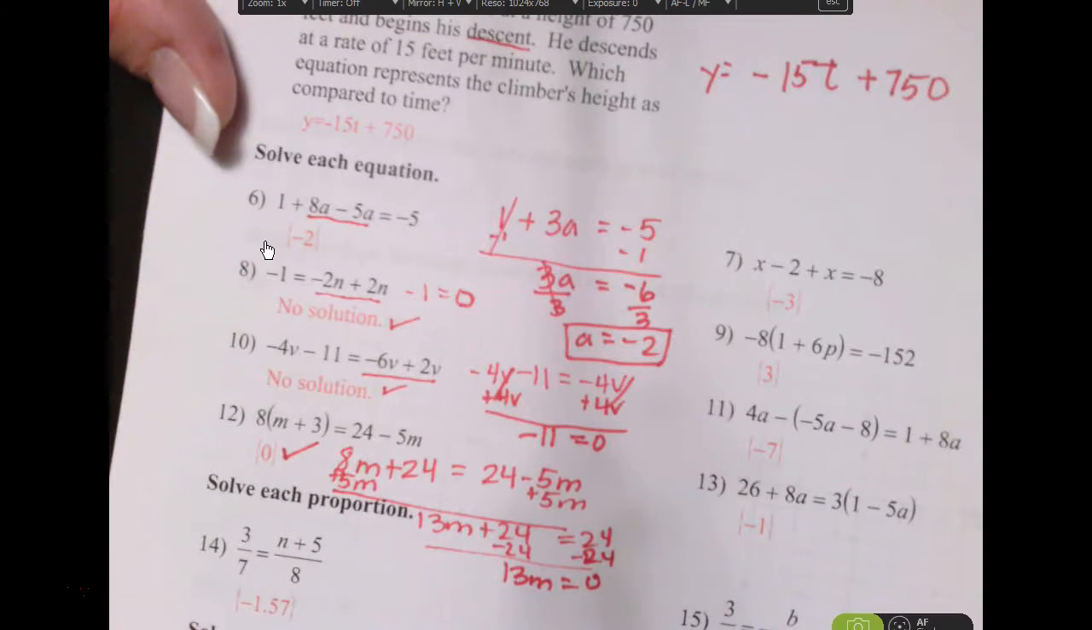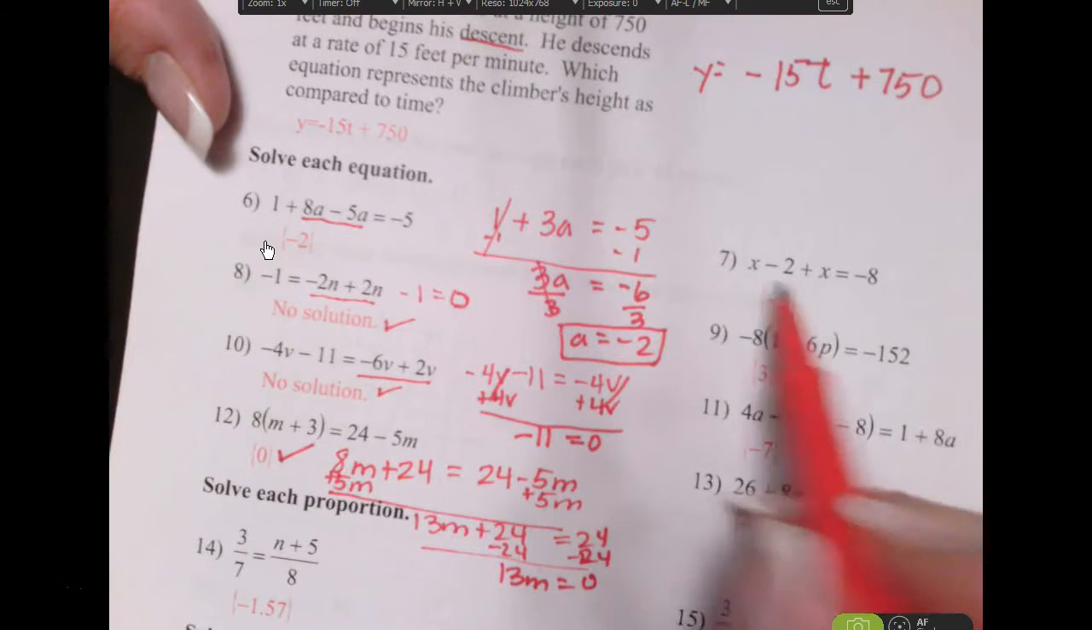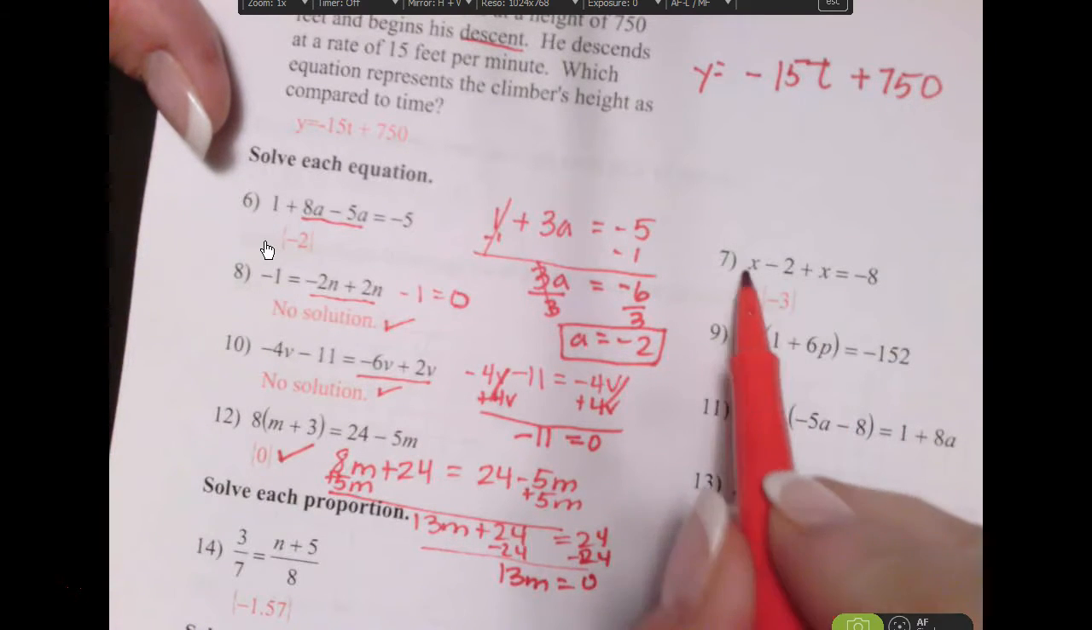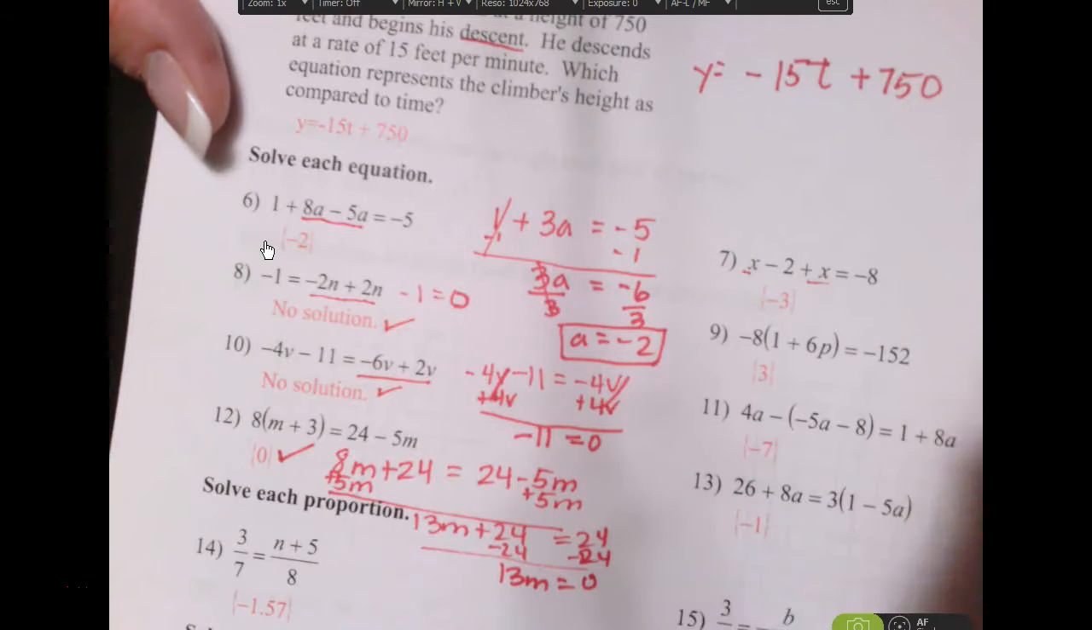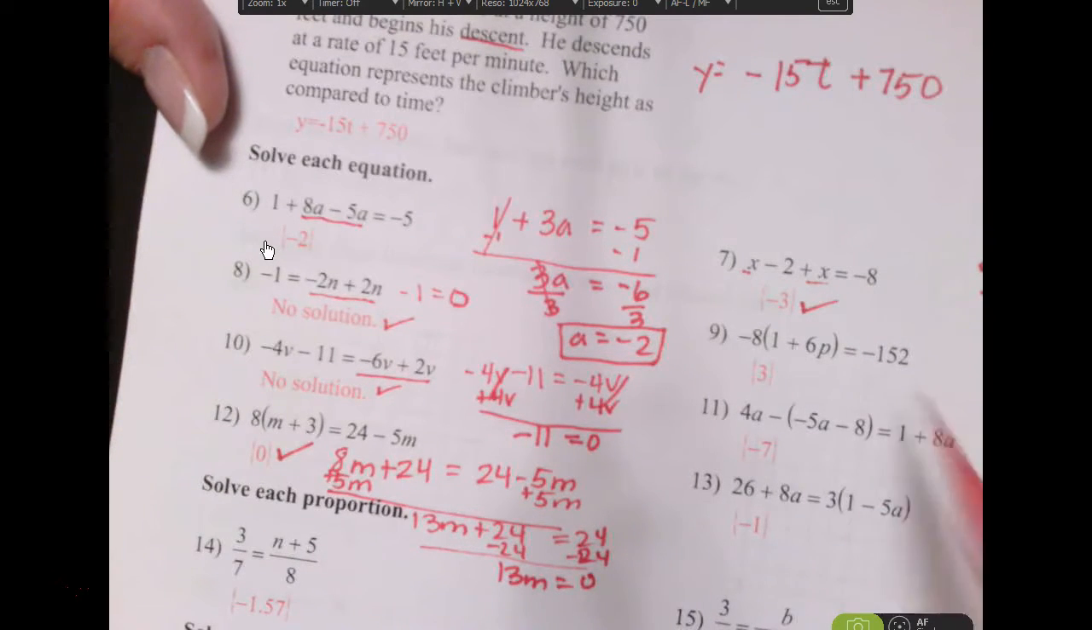Now I'll go back up and work the odds. In number 7, we want to combine like terms. So here's 2 x's. So that gives us 2x minus 2 equals negative 8. I'm going to add 2 to both sides. 2x equals negative 6. Divide by 2, divide by 2. And we get x equals negative 6 divided by 2, which is negative 3.